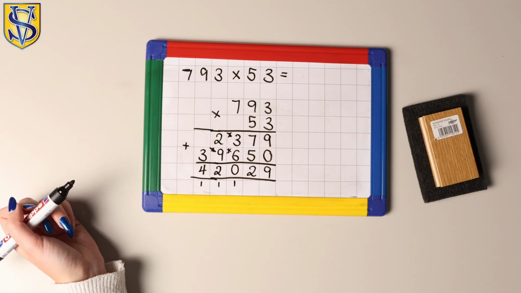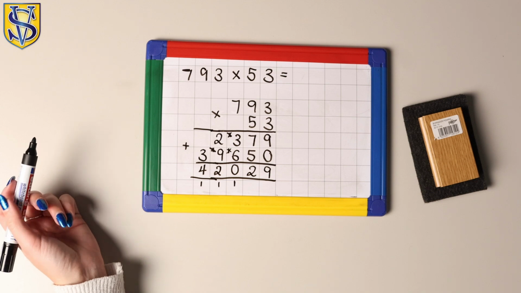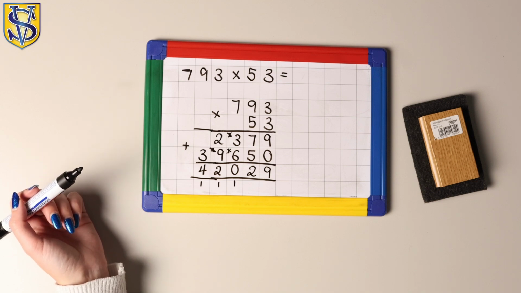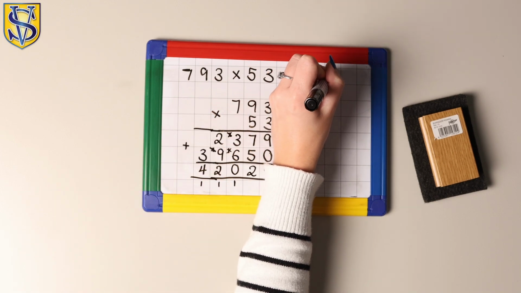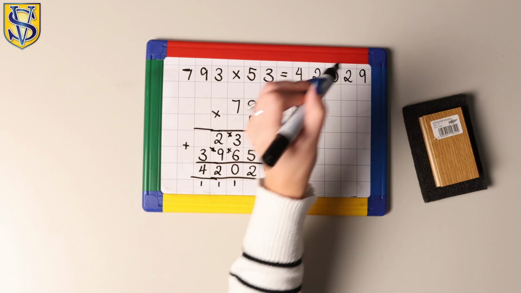So the answer to 793 multiplied by 53 is 42,029. So I'm just going to write up here 42,029.